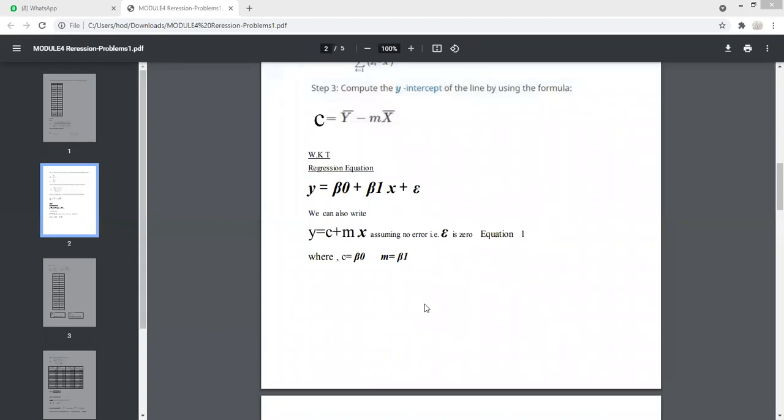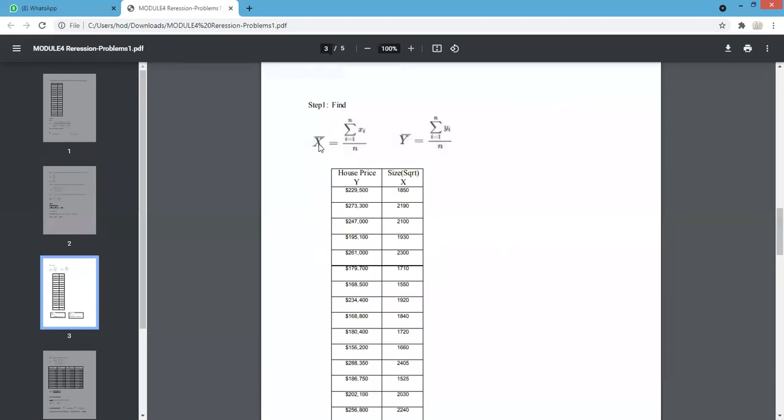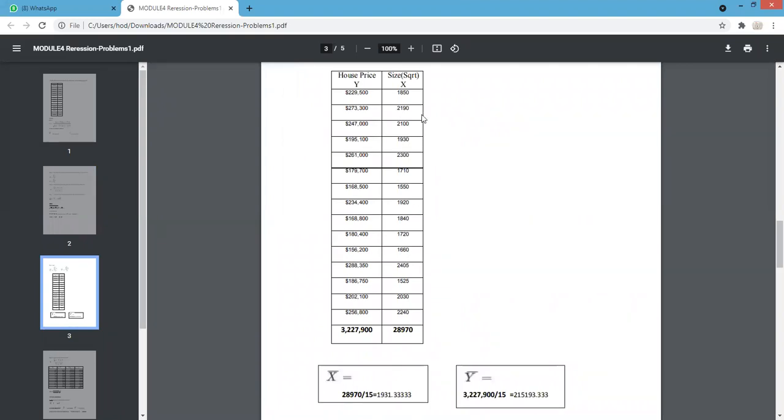Next, in step 1 we are supposed to find x bar and y bar. So this is your x and this is your y. For x bar, first you have to find the sum of all the values. I have put it in Excel and calculated the value. I've taken a sum, so you can check later. The total sum of this column is this much, and the total sum of this column is this particular value.